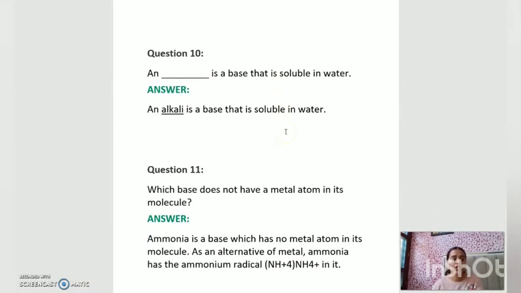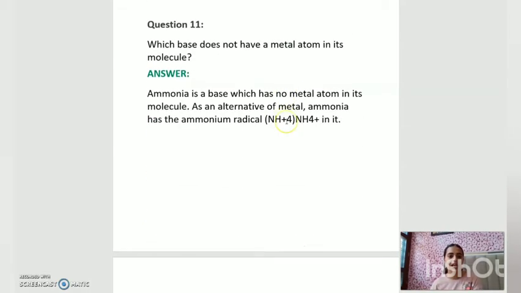Question number 10. Question 10 is, dash is a base that is soluble in water. What is that base that is soluble in water? That is alkali, right? Which base is that? Alkali base. A-L-K-A-L-I, alkali base.